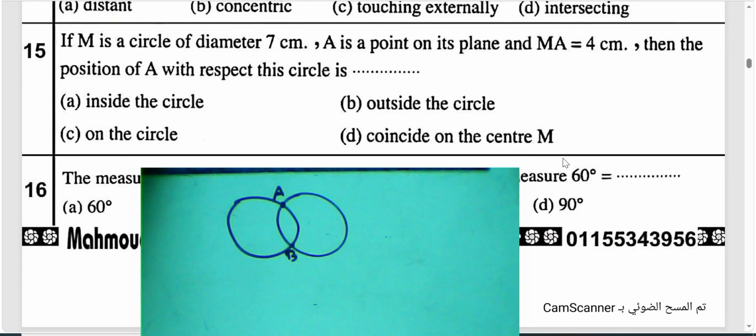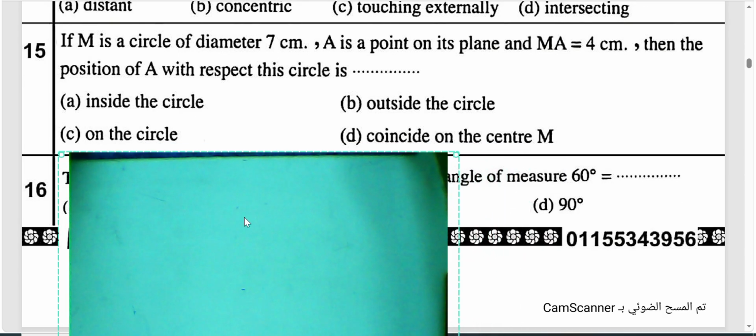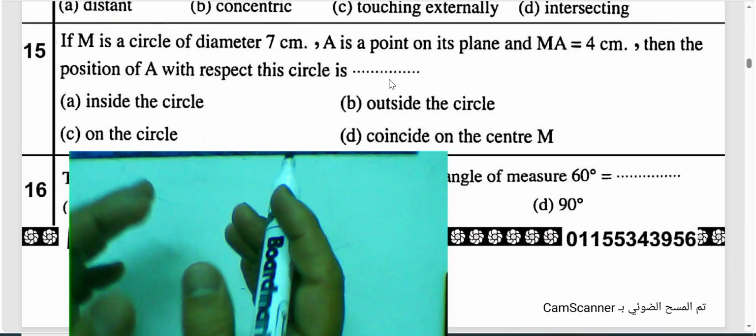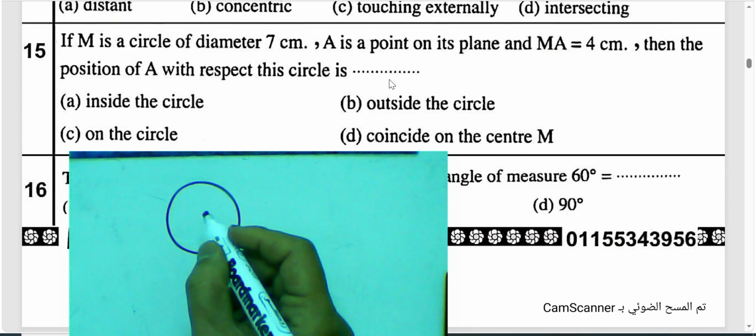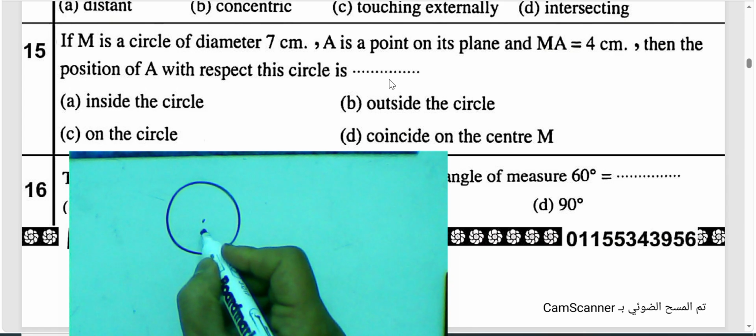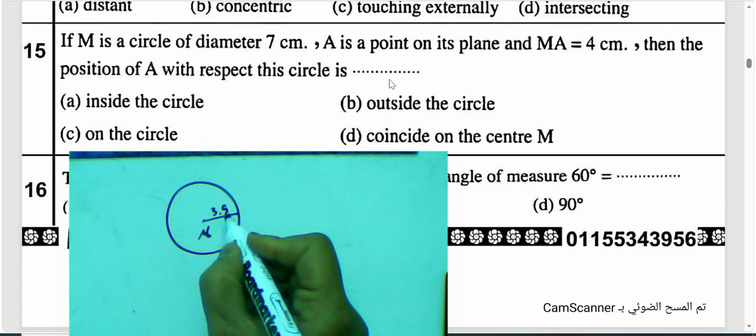Next question here. If M is a circle of diameter 7 centimeters and A is a point on its plane, MA equals 4 centimeters, the position of A with respect to this circle is... He asked about the position of point A. He gave me this information here in the example. The diameter will be 7 centimeters, so the distance between the center of the circle and any point on it will be 3.5. It will be the radius.